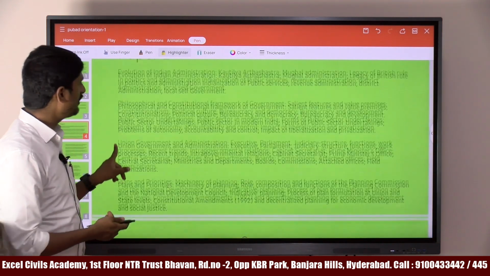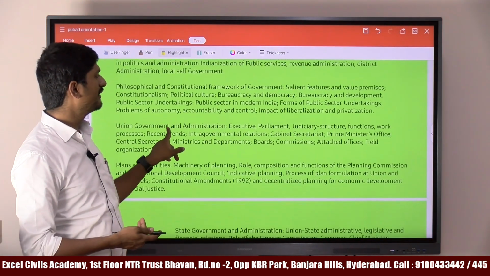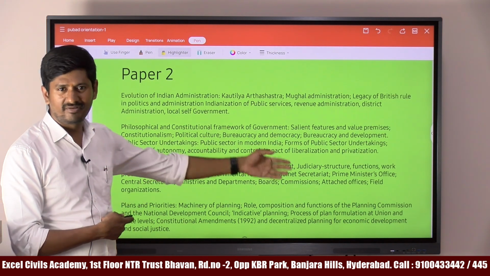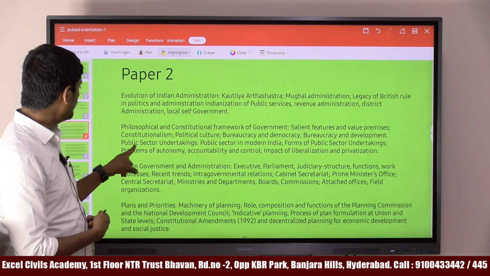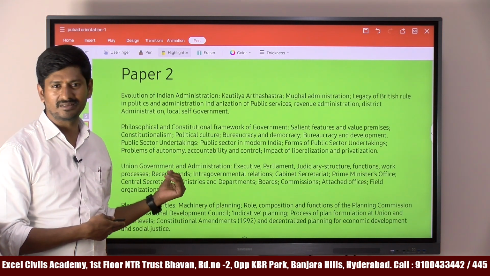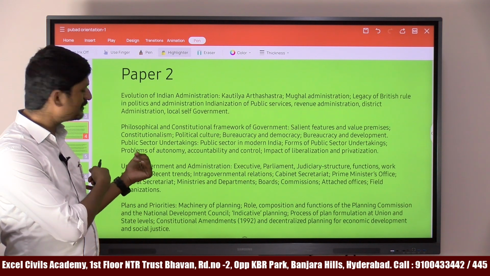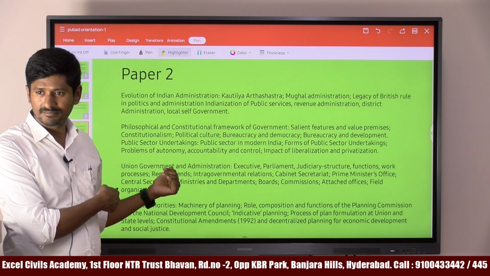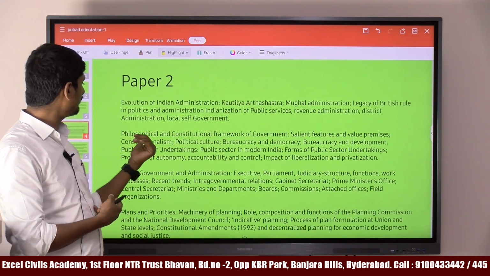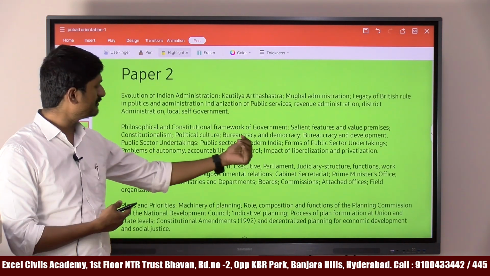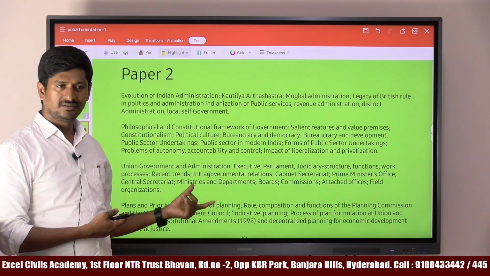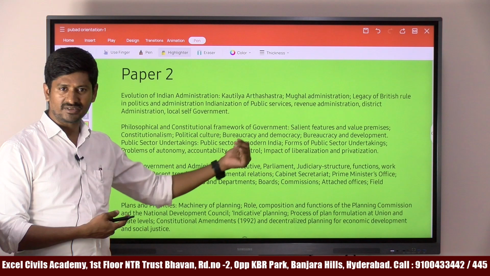Okay, right. Next, philosophical and constitutional framework. Tell me, could you find anything different from what we are learning in polity and governance? Everything is the same. Public sector undertakings, public sector in modern India, forms of public sector undertakings: are these not there in general studies paper 3? Yes, public sector undertakings are there. You can see aspects of polity: philosophical and constitutional framework of government, salient features and value premises, constitutionalism, political culture. These are all part of polity and governance.